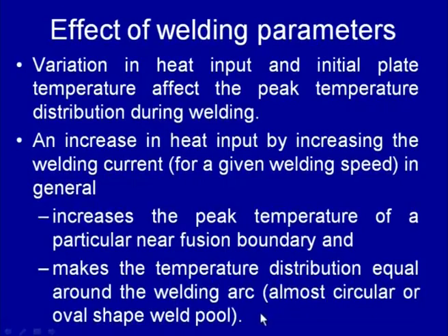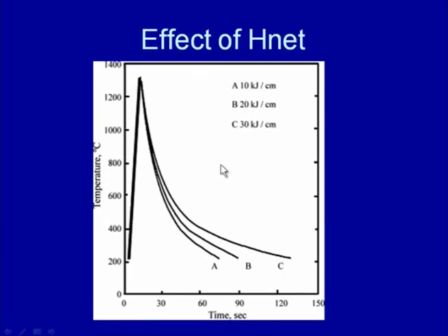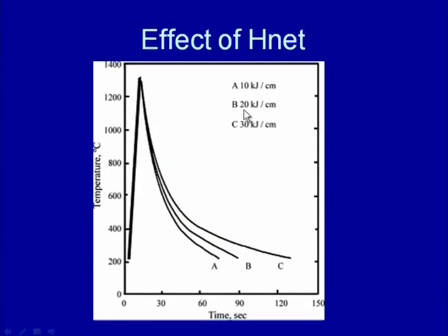So, the increase in heat input reduces the temperature gradient, and this in turn makes the weld pool almost circular or oval shape. If you can see here, these are the three different weld thermal cycles of a particular location, say of the weld region, corresponding to three different heat inputs. The weld thermal cycle for curve A corresponds to the heat input of 10 kilojoule per centimeter, and B and C correspond to 20 and 30.